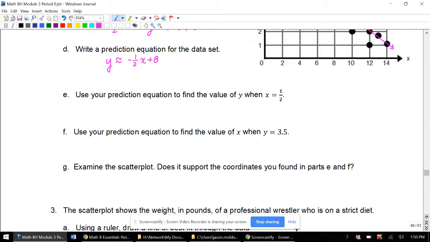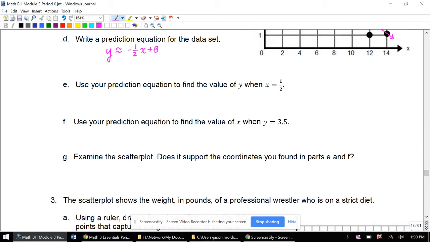And then, like we did on the last problem, we'll use this to find some missing parts of ordered pairs and look back at our graph and make sure that it makes sense, and it probably will. So the first one is we're going to plug in a half and figure out what our y value is, which is 7 3/4.